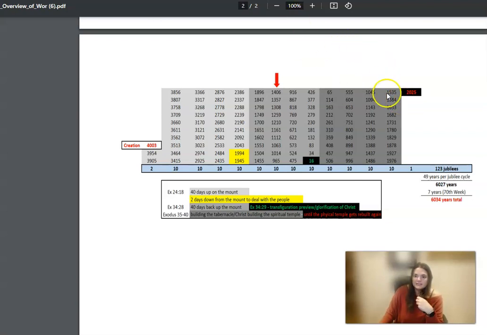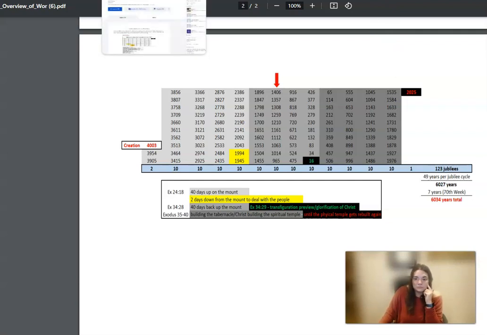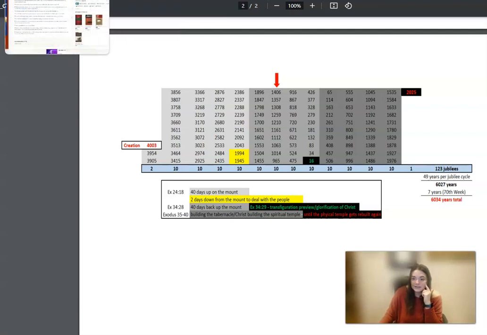If 1406, then 2025. If 1407, then 2024. We will know which year is correct if and when we see Gog and Magog. And that will be our indication of which year is accurate. Do I hope 2024? Yes. Do I think 2025? Yes. But it doesn't matter what I think.